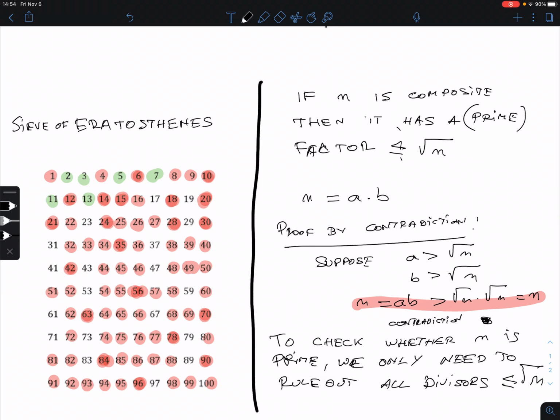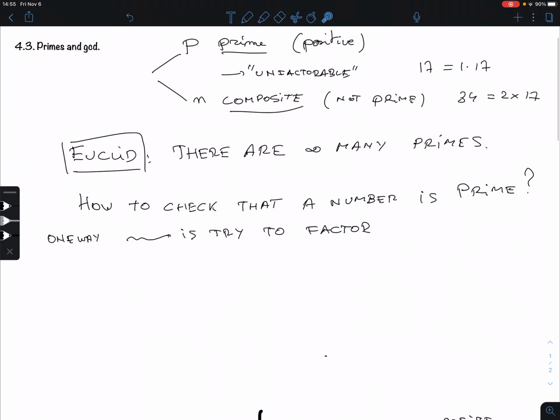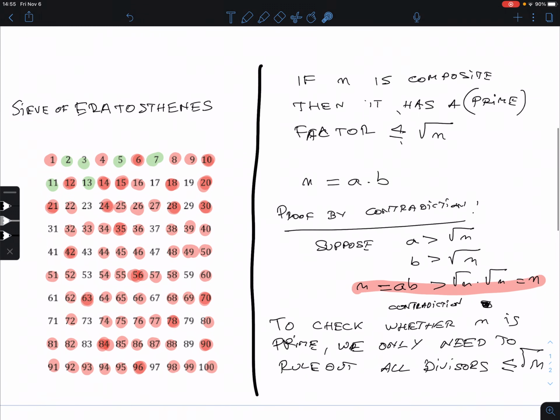Right? This is what it says. That's the contrapositive of this statement. So if then, the contrapositive is, if this is not, then this is not. If there is no factor less than radical n, if I ruled out all the factors that are less than radical n, then n is not composite, then n is prime. Prime and composite are a negation.